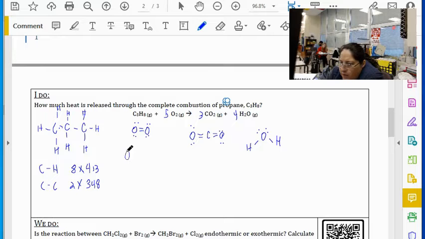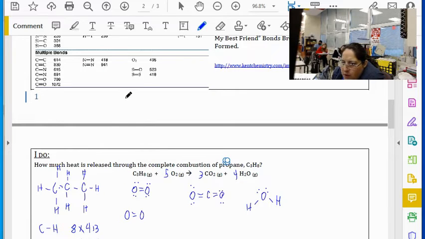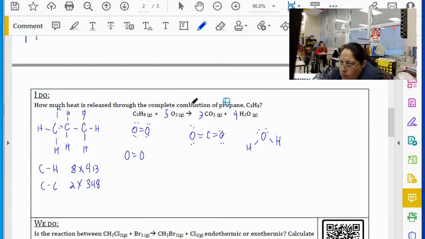Over here, I have O, so I've got a double bond for oxygen. So I'm going to find that in my chart. They didn't draw that out for us like they did everything else. I don't know why, but that's 495. But how many of those do I have? Times 5, right? Okay. So this side is my bonds broken. I'm going to total all of this up, and that's going to be this side, and then we're going to subtract it from this side.